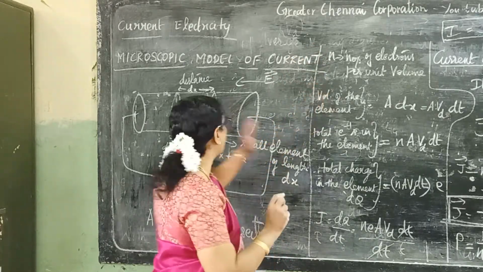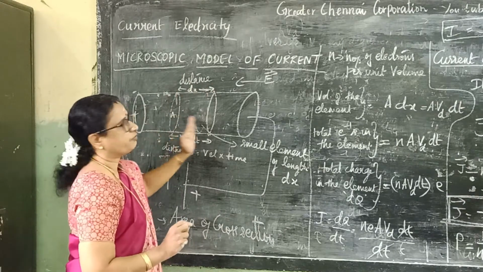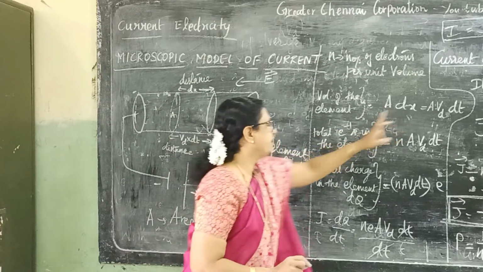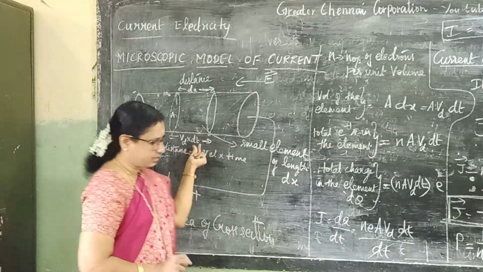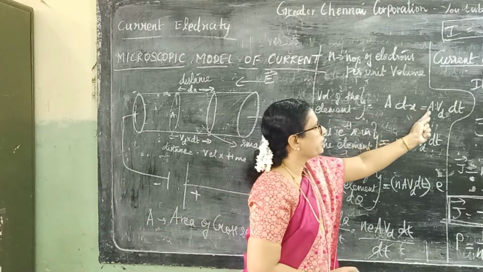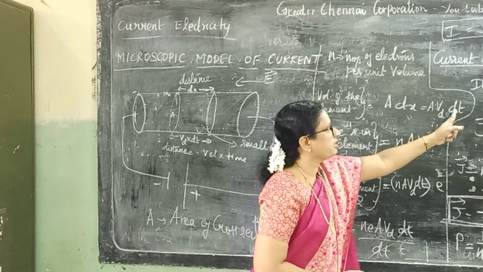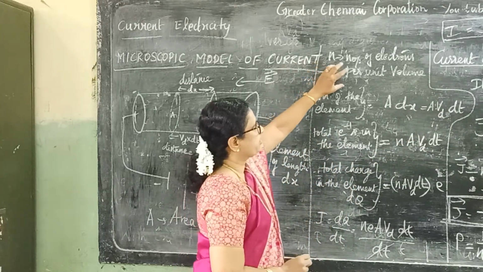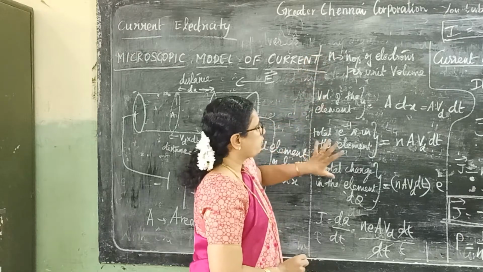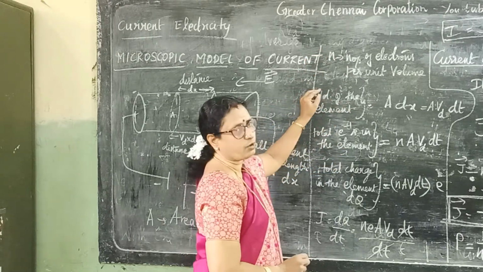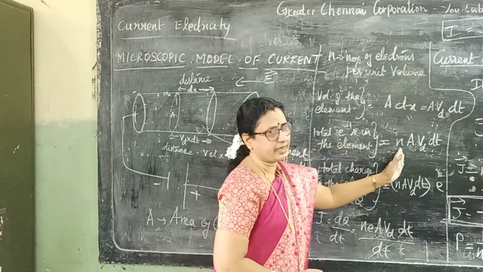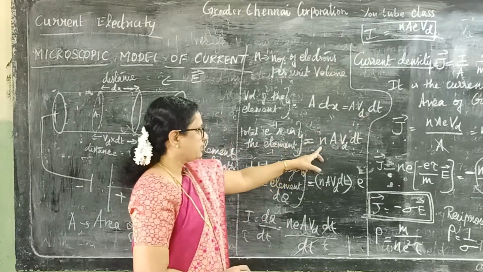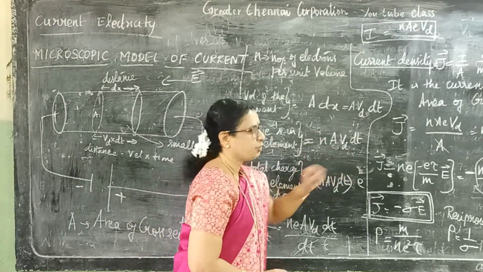First let us find the volume of this element. How will you find the volume of this element? Naturally, area into distance, A into dx, and distance is nothing but velocity into time dt. So volume of the element is equal to area into distance, which is velocity into time dt, A Vd dt. Now the number of electrons present per unit volume is small n. So what will be the number of electrons present in this whole volume of the element? You have to multiply this term by n. So total electrons in the element is n A Vd dt.